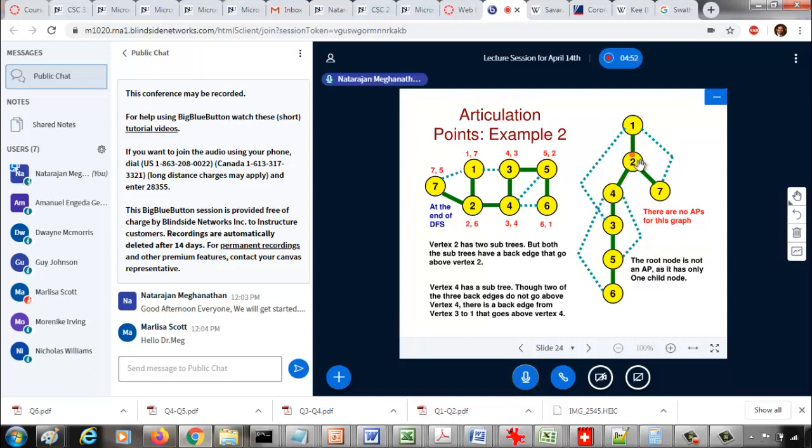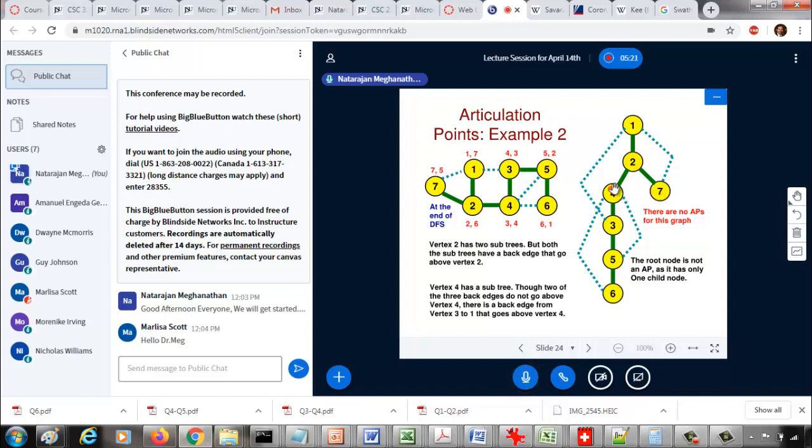Now for any intermediate vertex you have to check the subtrees. In the case of 2, it has two tree edges, so it has two subtrees: one subtree involving 4, 3, 5, 6, and another subtree involving just vertex 7. Now for the subtree with vertex 7, you have a back edge that goes above vertex 2 in the depth first search tree.